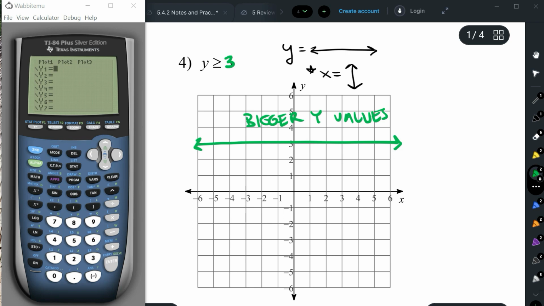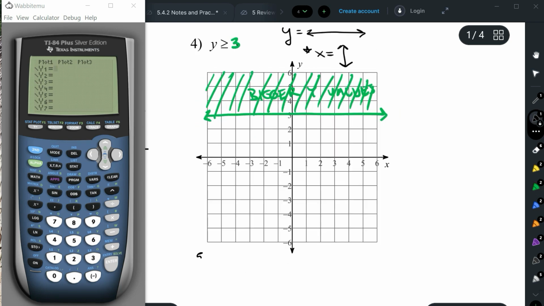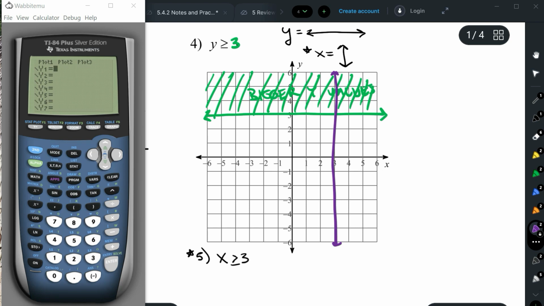Okay. As a little bonus question, I'll also put on here, so example 5, let's say you had x is greater than or equal to 3. Well, then you would have a vertical line through our 3 solid, and you want x values bigger. So that would be everything on this side. So a little extra example there.